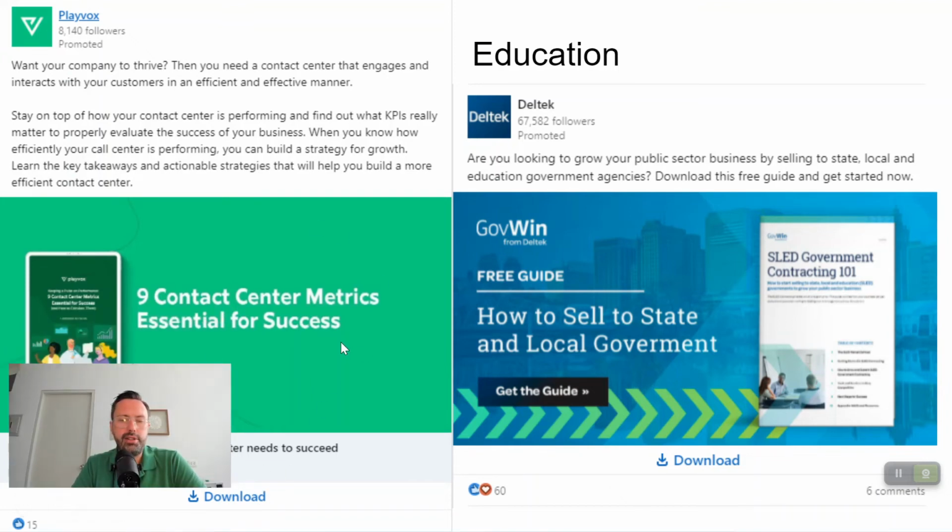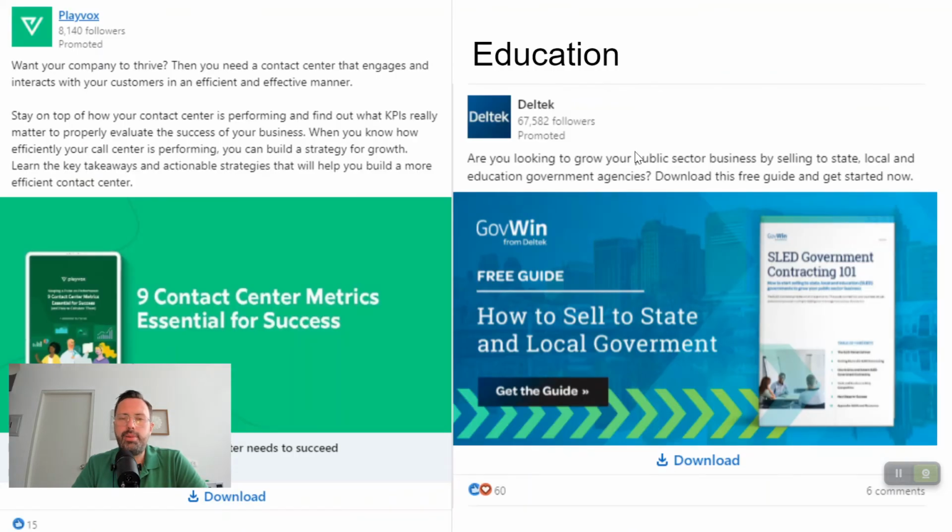I don't necessarily agree with the idea of gating it, but perhaps with a very small target audience, gating it would be a segue to the BDR team. Here we have another one, how to sell to state and local government, and it's a free guide. Again, I'm not sure about gating it, but I think it's great. I think you're proving that your brand understands how to sell to state and local governments, and you're able to get into people's mind share by promoting this type of education.